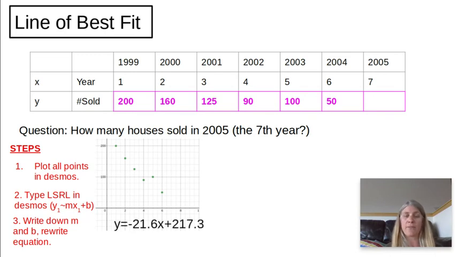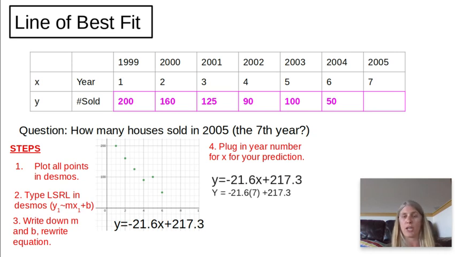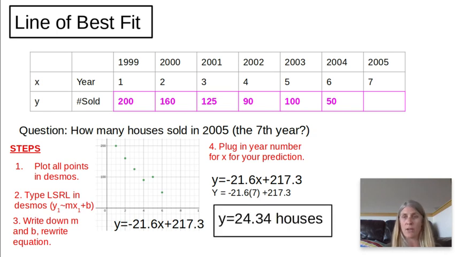For this one, after we put that information in Desmos, the equation of your line of best fit, or LSRL, is y = -21.6x + 217.3. So now we're ready to answer our question. How many houses were sold potentially in 2005? We're going to plug in the year number, which is the 7th year, for X for our prediction. We plug it in and solve, and we can see that in 2005, which was the 7th year, there's probably about 24.34 houses sold.